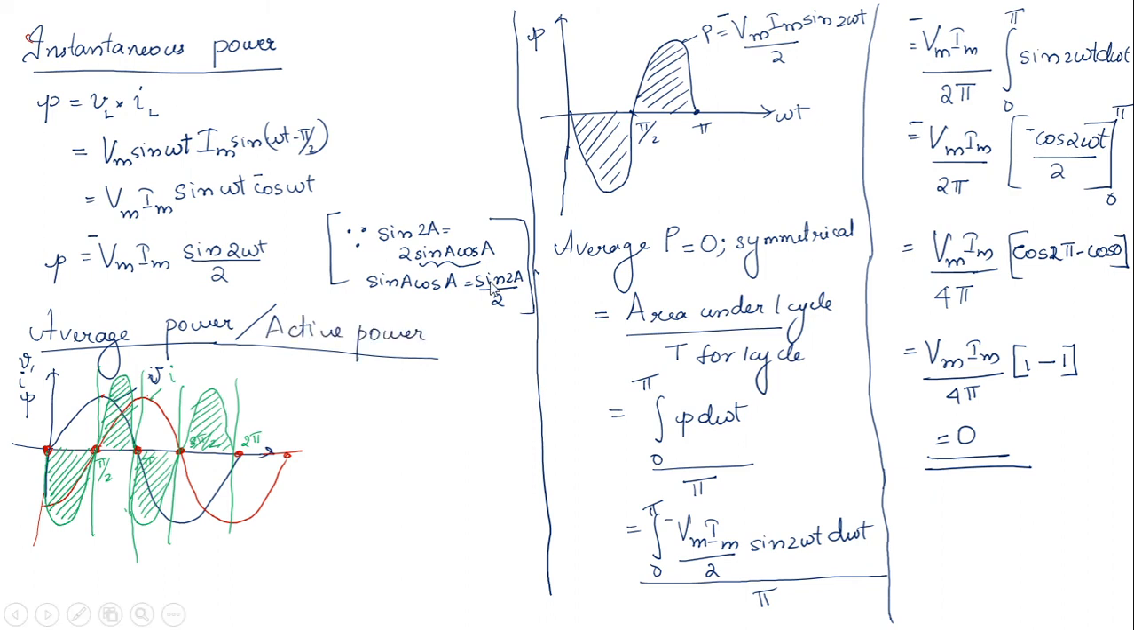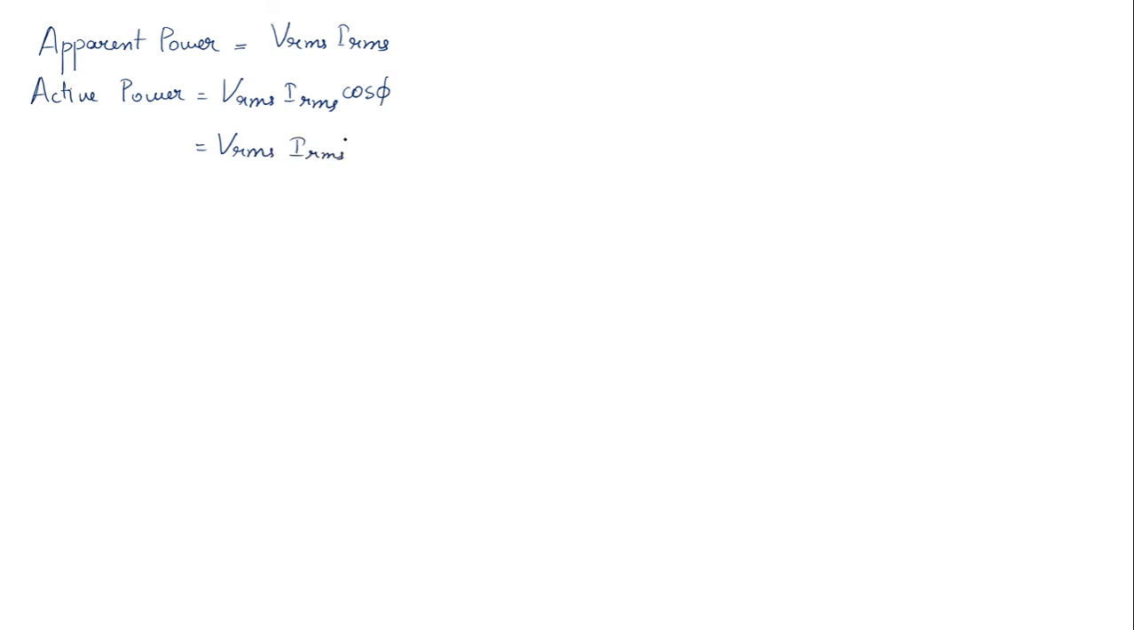Now let's just find out what are the 3 important powers which we have to study here. The first one is apparent power. What is the equation for apparent power? Apparent power is equal to Vrms into Irms. Next one is active power. Active power equation is Vrms Irms cos phi. Here, what is cos phi here? Cos of pi by 2 or minus pi by 2, which is equal to 0 here. Or we can say the active power in a purely inductive circuit is 0.